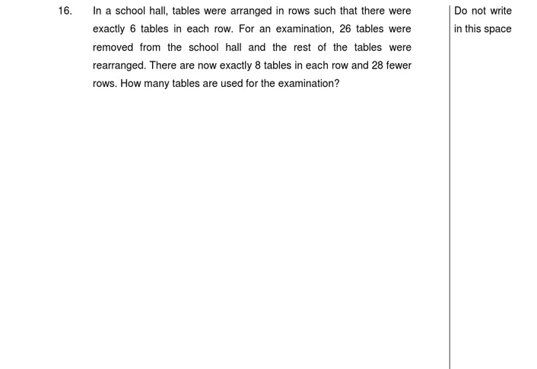So in a school hall, tables were arranged in rows such that there were exactly 6 tables in each row. For examination, 26 tables were removed from the school hall and the rest of the tables were rearranged. There were now exactly 8 tables in each row and 28 fewer rows.